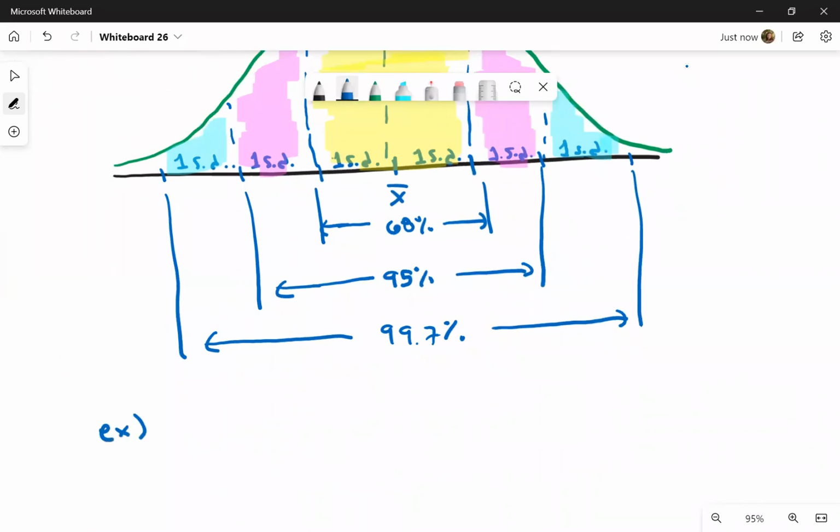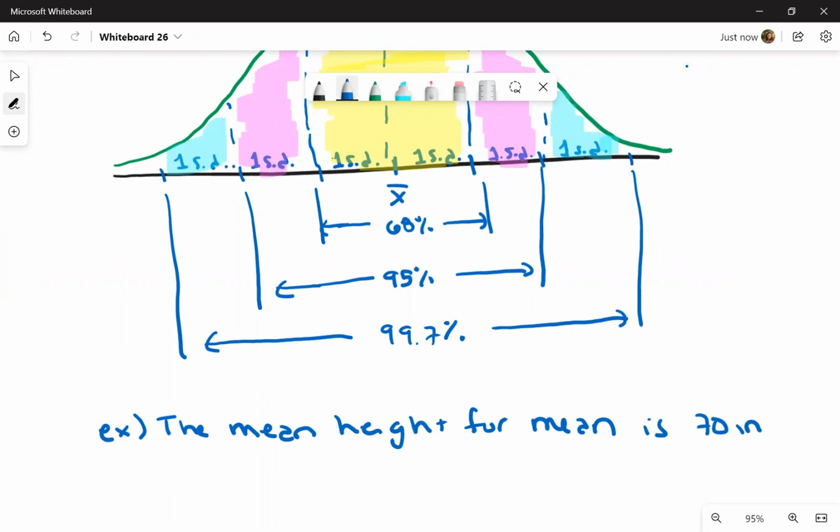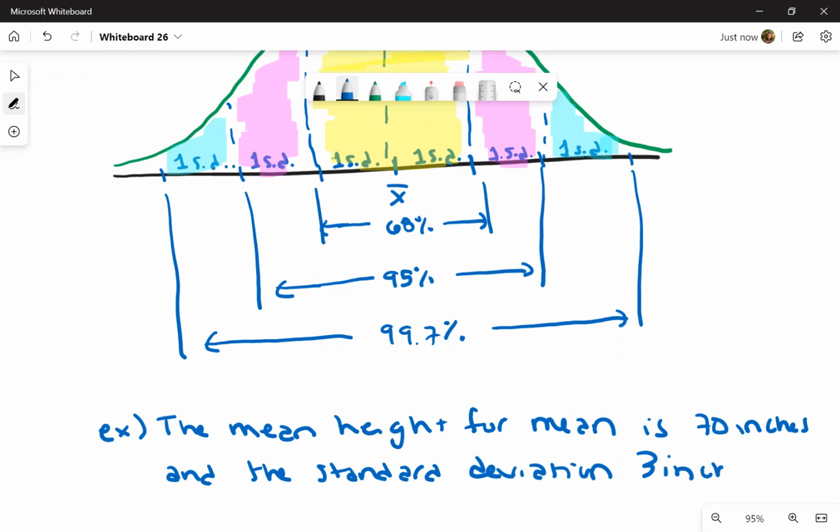So let's say that the mean height for men is 70 inches, which is, by the way, 5 feet 10 inches. And the standard deviation is 3 inches. I'm not writing out the word inches. There we go. Looks better.